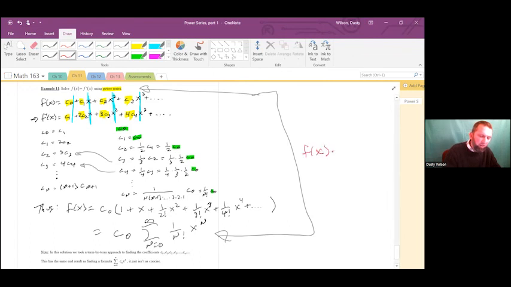Our f of x here is actually c times e to the x. That's what this, or I guess it'd be c naught times e to the x, is, the function that we're messing around with. But we don't need to know that it's c naught e to the x in order to find the power series expression, a solution that we found.